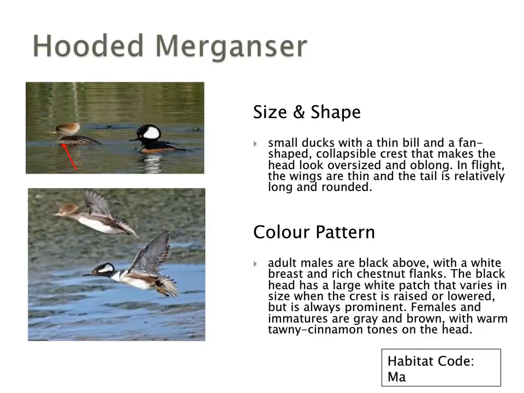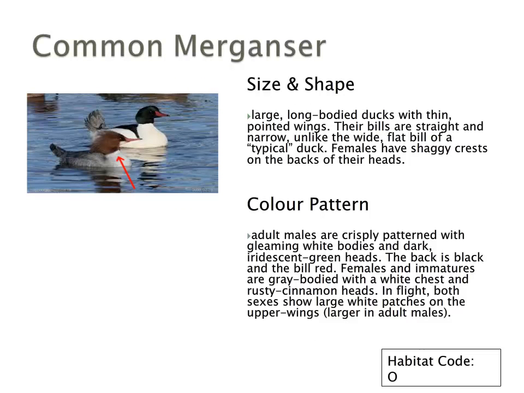The females are relatively brown and gray with a cinnamon tawny crest color on the head. A common merganser is a very large, long-bodied duck with thin pointed wings.